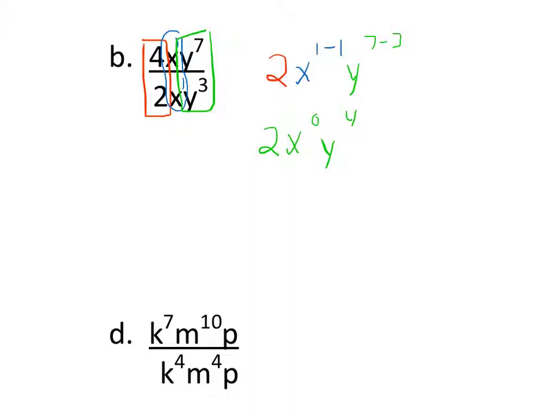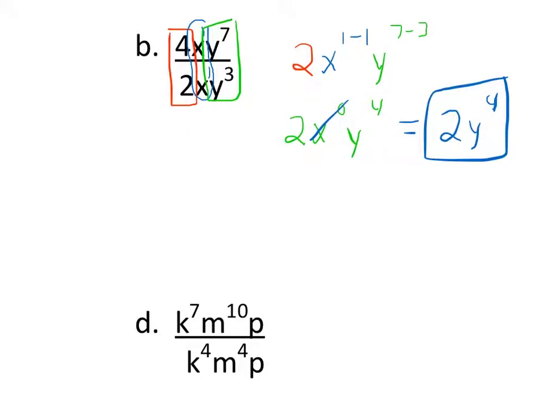And this brings up our other property. Anything to the 0 power is 1. So we can actually take that out and have our final answer as 2 times y to the 4th. Alright, next one.